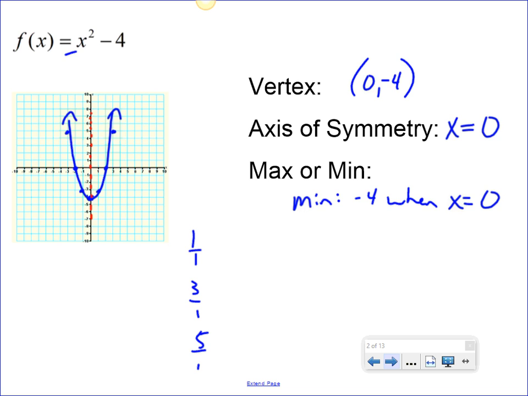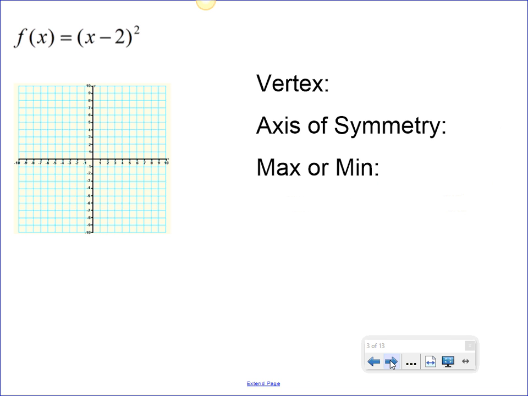Okay. The next one. If I look at this one, hopefully we can see that that minus 2 now is going to be shifting it to the right. So 2 to the right is what I'm shifting it. So my vertex is now at 2, 0. So I could write that in right away: 2, 0. So my vertex is 2, 0.